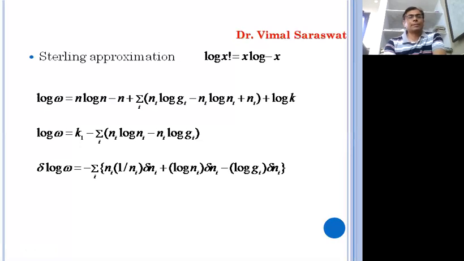Now by differentiating this equation, delta log omega is equal to the differentiation of k1, which is 0, minus sigma over i of Ni as it is, the differentiation of log Ni is 1 upon Ni delta Ni, plus log Ni as it is, and the differentiation of Ni is delta Ni. Now log Gi is constant, so it will remain here, and the differentiation of Ni is delta Ni. This Ni and Ni are cancelled out, so here we have only delta Ni, and if we take delta Ni common from this equation, then we get delta log omega is equal to minus sigma over i of log Ni upon Gi plus 1 delta Ni.